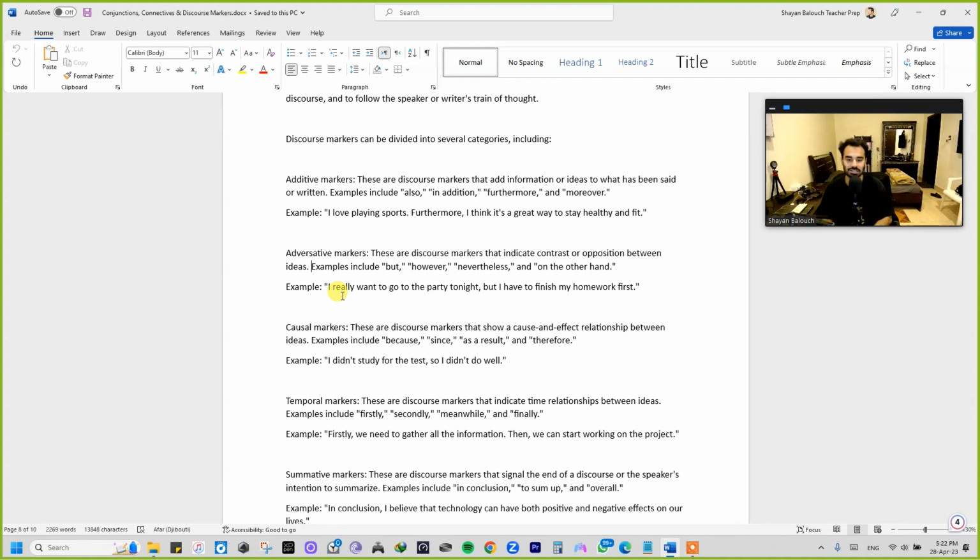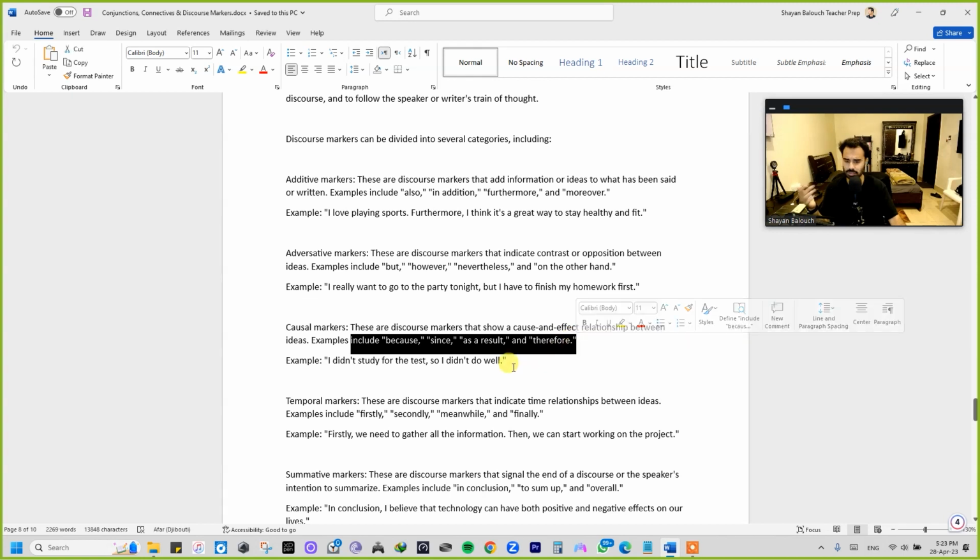What are causal markers? These are discourse markers that show cause and effect, okay? Causal, sorry, not casual. I mispronounced it. It's causal markers. These are discourse markers that show a cause and effect relationship between ideas. For example, they include because, since, as a result of, or as a result, and therefore. We have discussed this in the previous video as well. An example: I didn't study for the test, so I didn't do well. I'm using 'so' over here, but you can change that depending on the context of the sentence. You can use these causal markers the way you like.